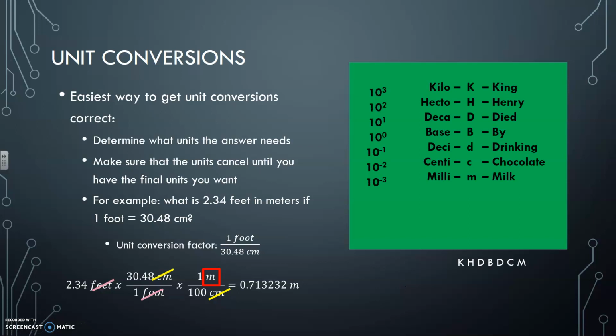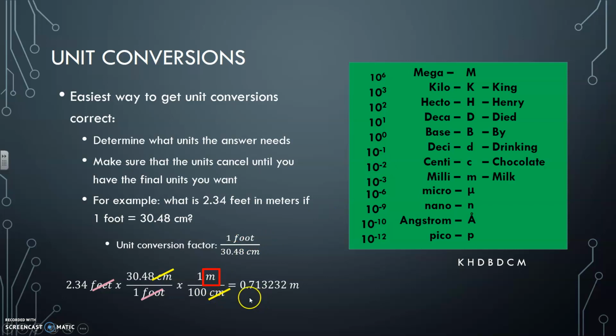Let's just run through this again real quick. The way that I knew to put the 100 in here for the 1 meter and the 100 centimeters, I looked here. My base units here are meters. And then we've got centimeters here. Centimeters are 10 to the negative 2, which means that you're going to have 100 centimeters in 1 meter.